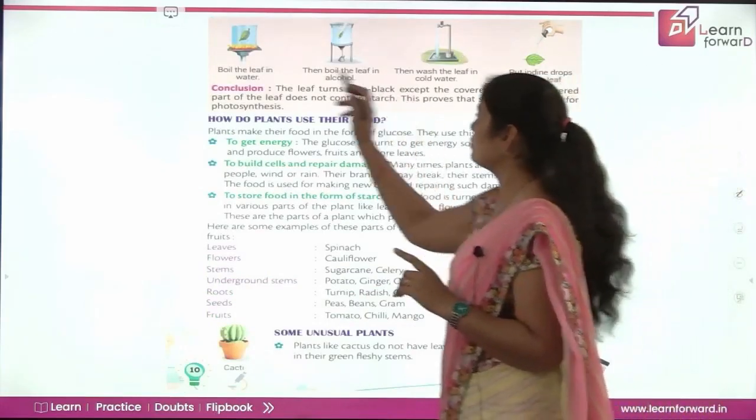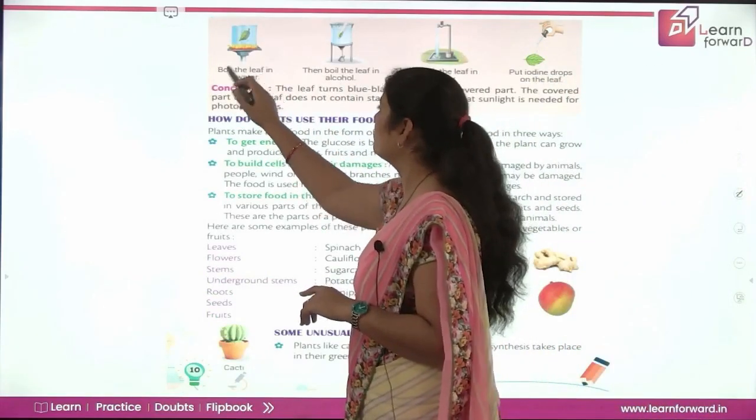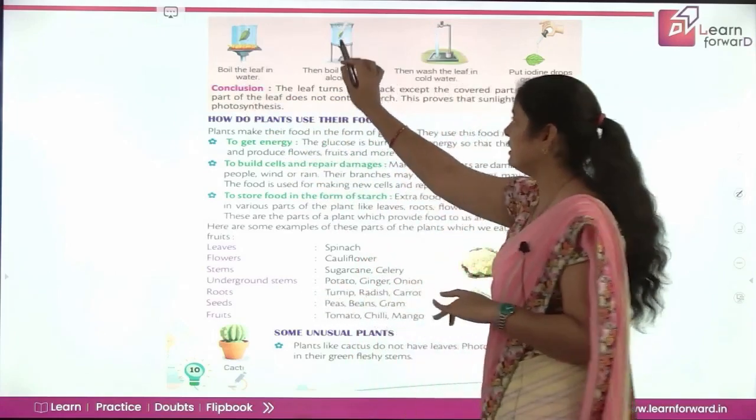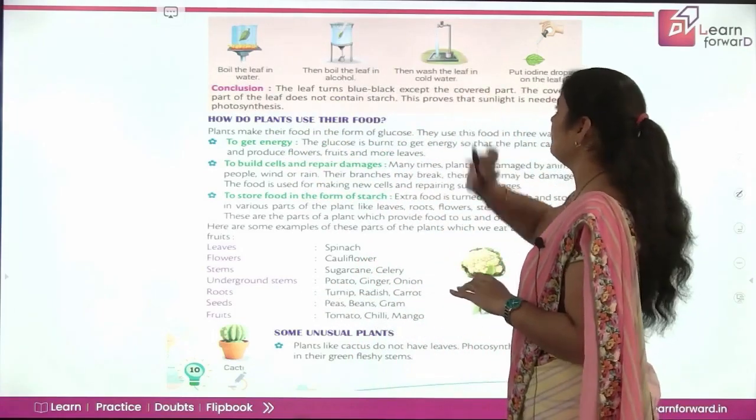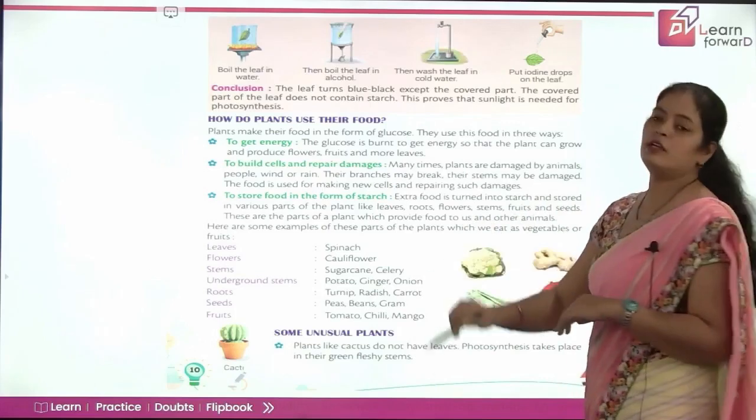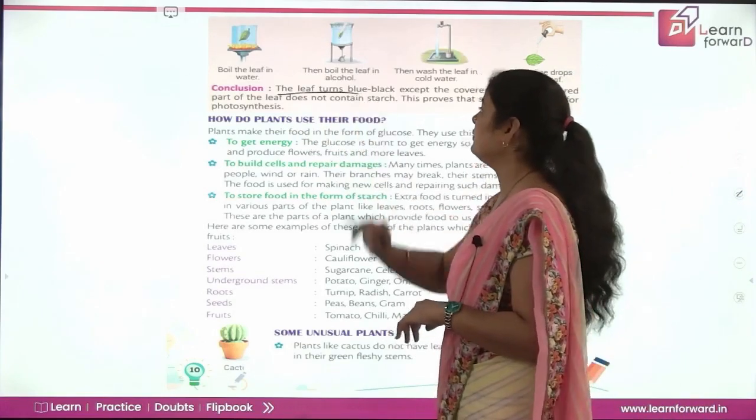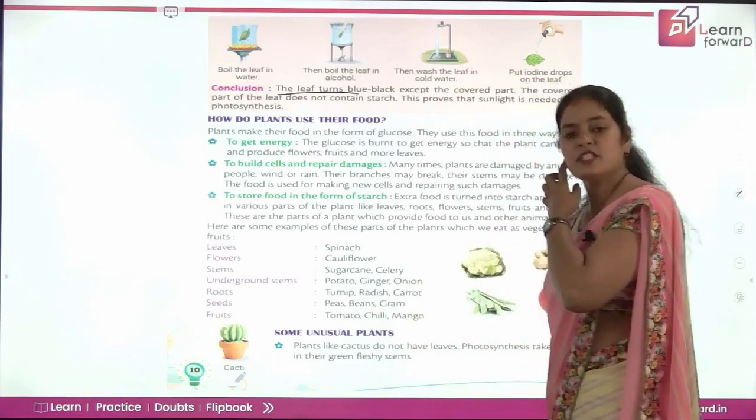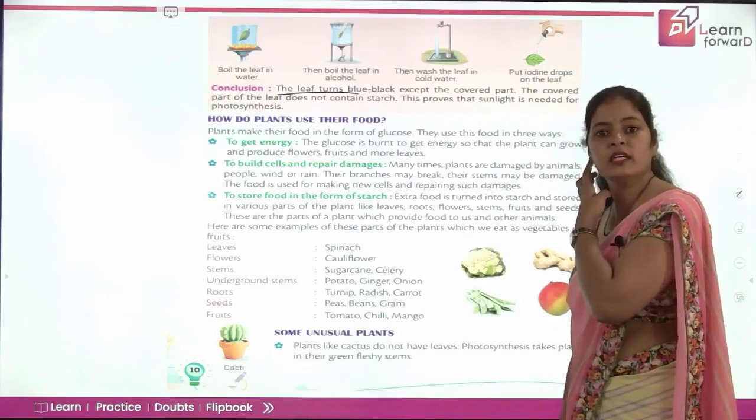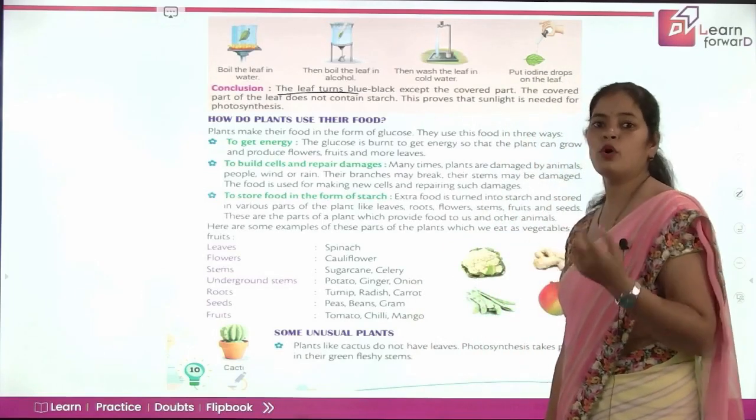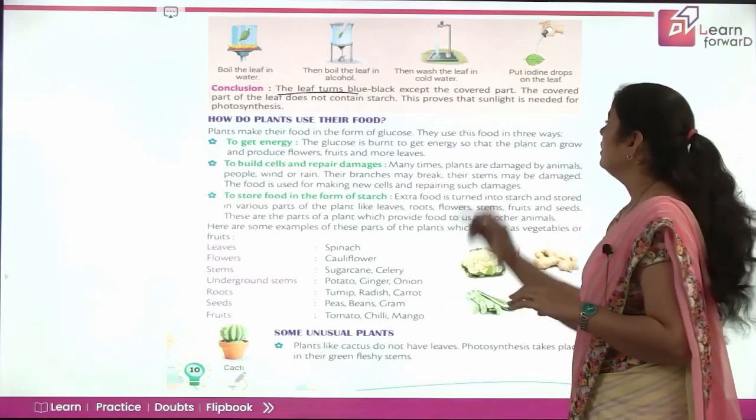Now they have shown this process in here. Boil the leaf in water, then boil the leaf in alcohol, then wash the leaf in cold water and put iodine drops on the leaves. Now what is the conclusion? That the leaf turns blue-black. Same thing, if starch is present, then iodine reacts and gives blue or black color to the leaf.